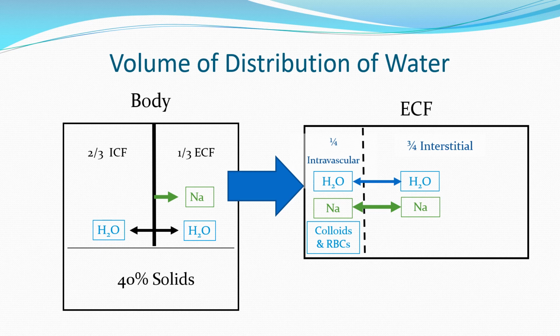This slide shows the volume of distribution of water in a typical individual. About 2/3 of our total body water is in the intracellular fluid space, while 1/3 of our total body water is in the extracellular fluid space. What keeps the fluid in our extracellular fluid space is primarily sodium, along with chloride to maintain electrical neutrality.